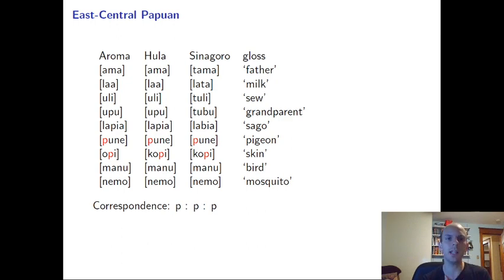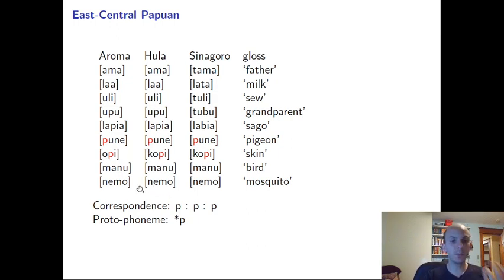So we saw a hands-on example from this East Central Papuan language family, where we had 3 languages, you'll remember: Aroma, Hula, and Sinagoro. We saw that they're very similar, and we created these correspondence sets. Some of them were easy, these correspondence sets. And again, what this is saying is that P in Aroma corresponds to a P in Hula, corresponds to a P in Sinagoro. And you see that right here: pune, pune, pune. Opi, kopi, kopi. P's in all 3 languages.